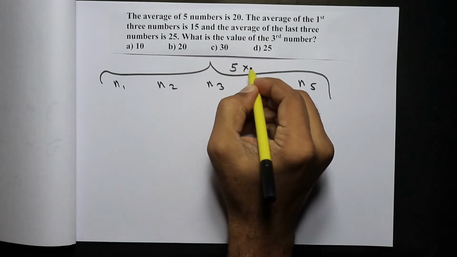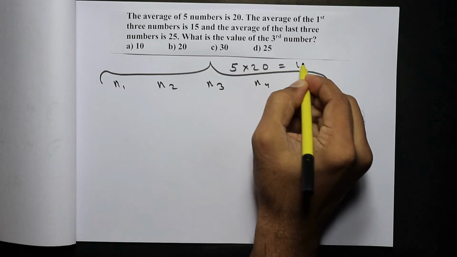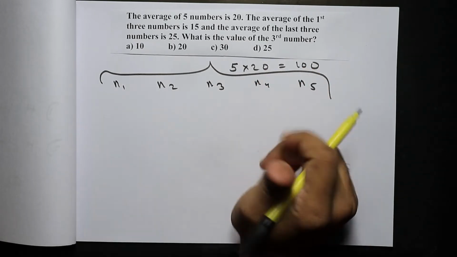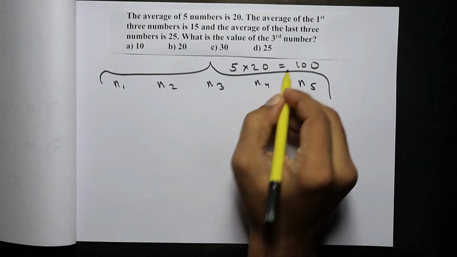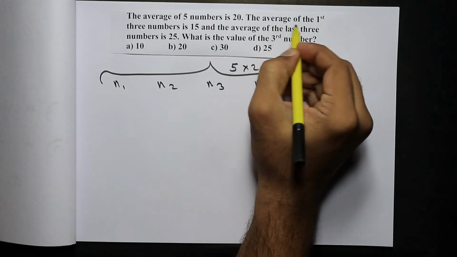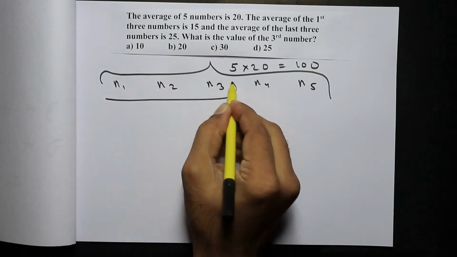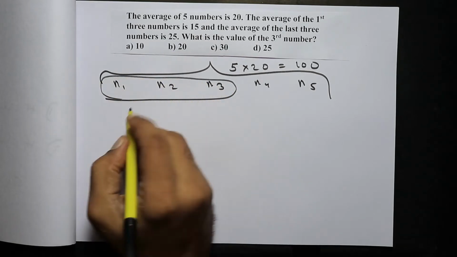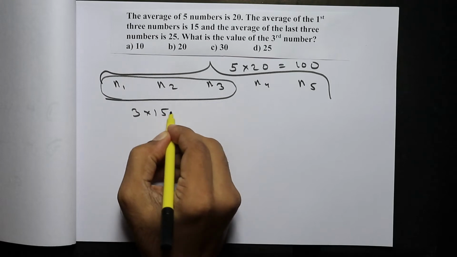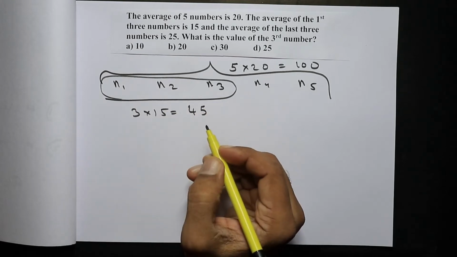5 numbers into their average 20. So their total sum is 100. So sum of the 5 numbers is 100. The average of the first 3 numbers is 15. So if you consider the first 3 numbers, their sum is 3 numbers into their average 15. So their sum is 45.